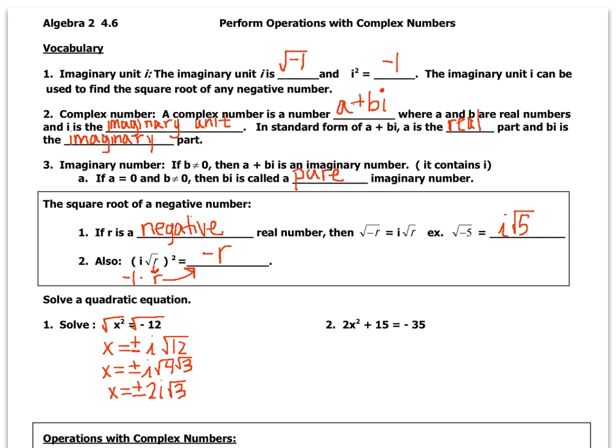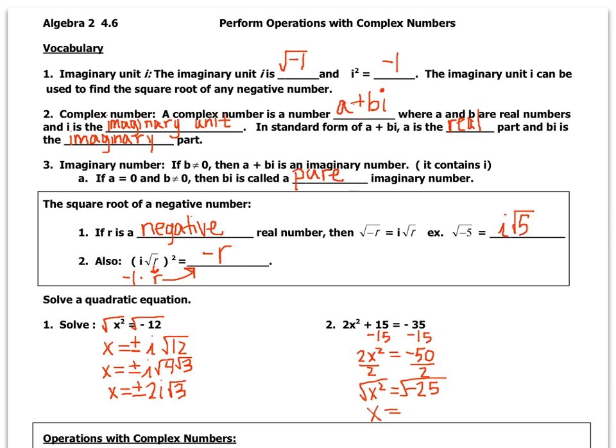Looking at number 2 here, remember from the last lesson that the squared term has to be alone in order to take the square root of both sides. So we have to move 15 first. So I'll subtract 15 from both sides. So I have 2x squared equals -35 minus 15 is -50. x squared still isn't alone, so we're going to divide both sides by 2. x squared equals -25. And now that x squared is alone, I can take the square root of both sides.